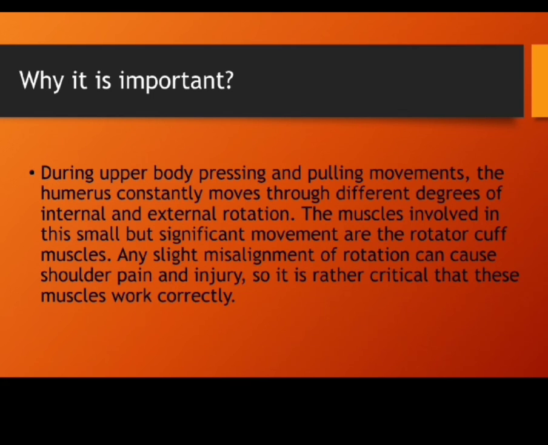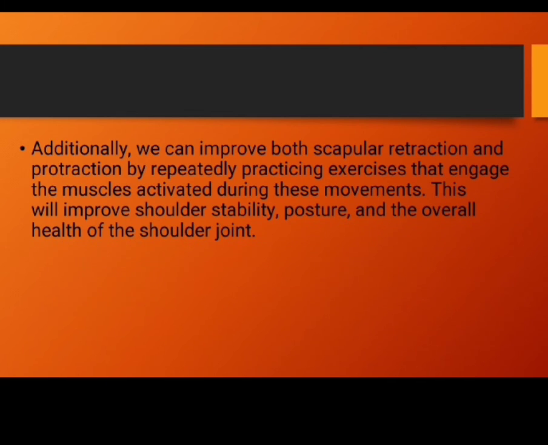Any slight misalignment of rotation can cause shoulder pain and injury, so it is rather critical that these muscles work correctly. In addition, we can improve both scapular retraction and protraction by repeatedly practicing exercises that engage the muscles activated during these movements. This will improve shoulder stability, posture, and overall health of the shoulder joint.